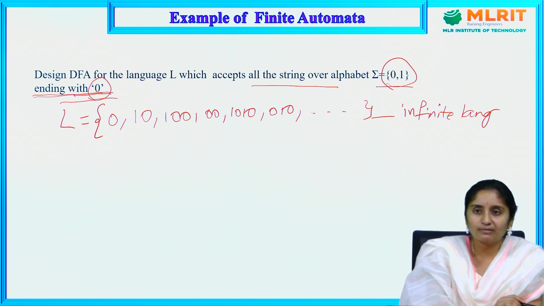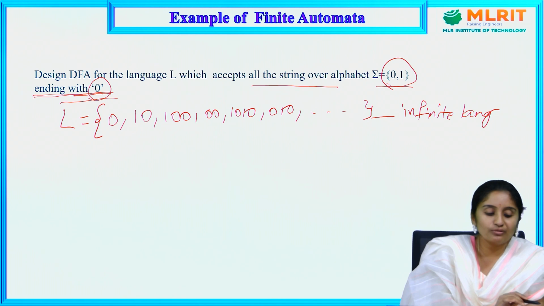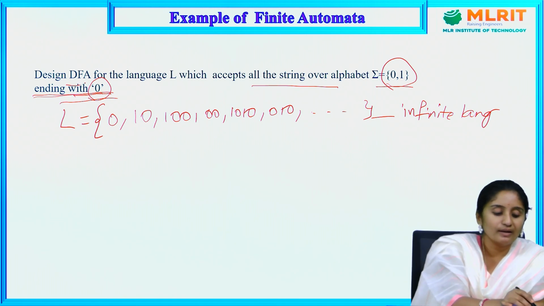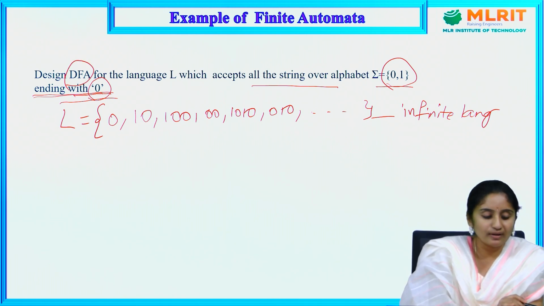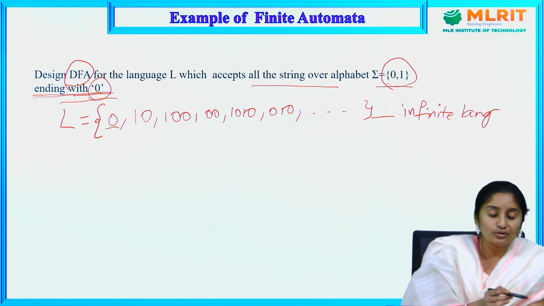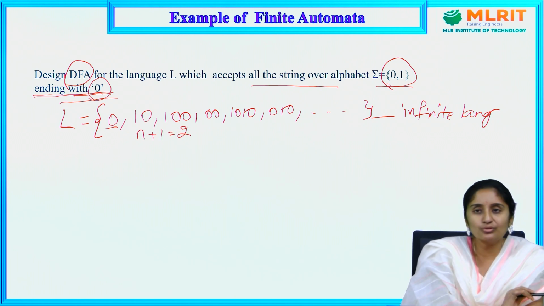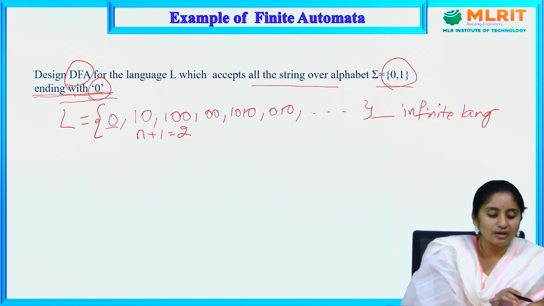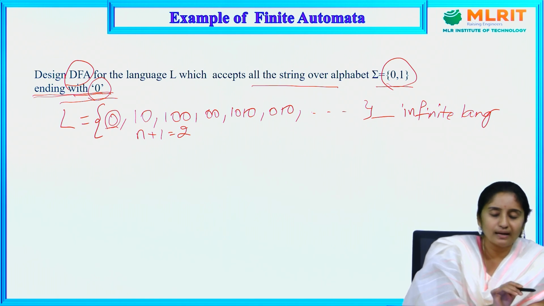So first we have constructed a language. Then what we need to do? We need to construct a DFA diagram. We need to design the DFA diagram. See here, what is the minimum length string I am having? 0. This is nothing but a one length string. So how many states will I have? N plus 1, nothing but 2 states will be there. So let me take the first string and construct.